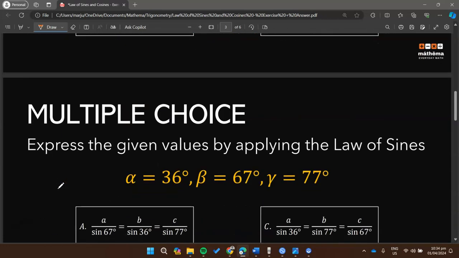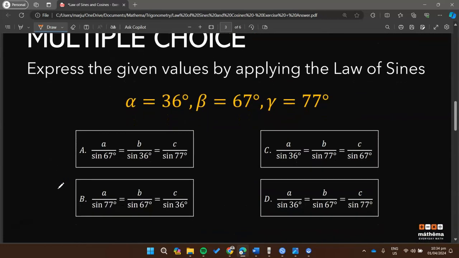Next item. We have this. So again, let's try to rewrite that one. We have A over sine alpha equals B over sine beta, and then C over sine gamma. So again, we have alpha, we have the beta, and then we have the gamma.